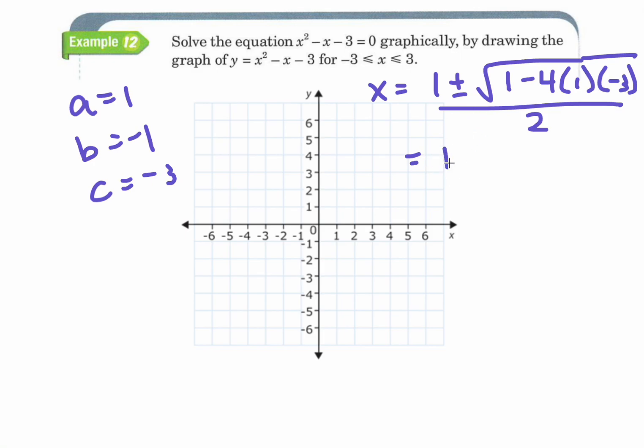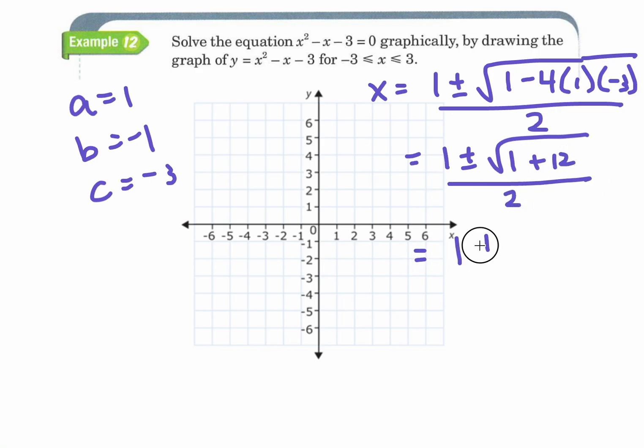So then I get 1 plus or minus square root of 1 plus 12 over 2, which is 1 plus or minus the square root of 13 over 2. And there it is, right? We knew that something might have been up.